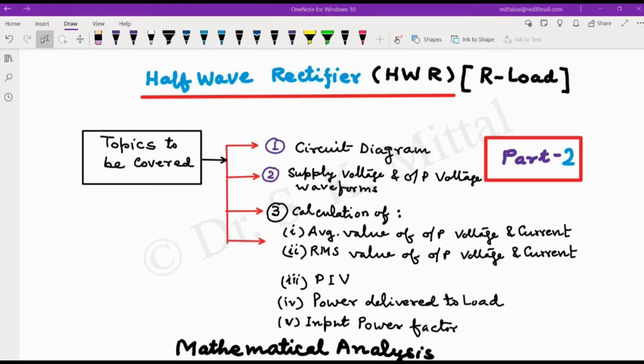In this lecture, I will cover the mathematical analysis of half-wave rectifier with resistive load. The topics which I will cover are, first, the general circuit diagram, which I have discussed in the previous video, supply voltage and output voltage waveforms, and then on the basis of output voltage waveform, we will calculate the average value of output voltage and current, RMS value of output voltage and current, peak inverse voltage, power delivered to load, and input power factor.